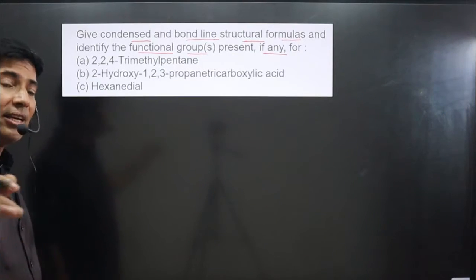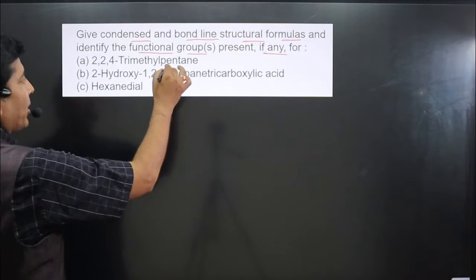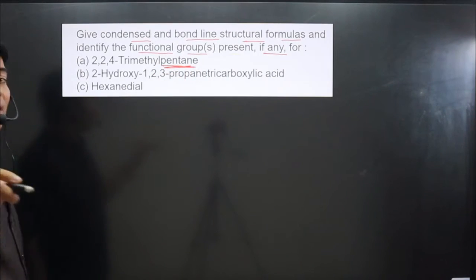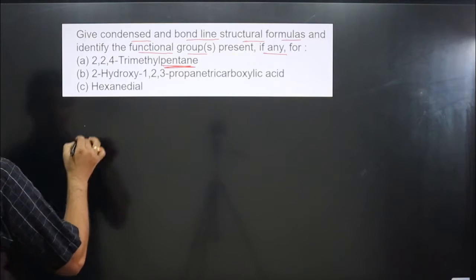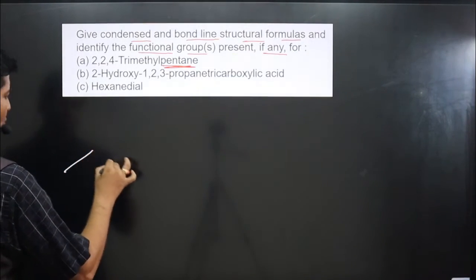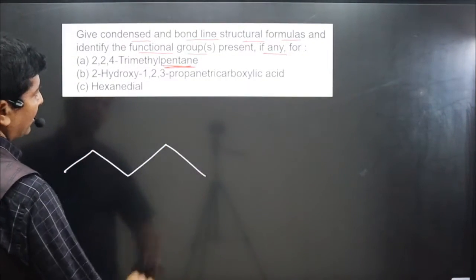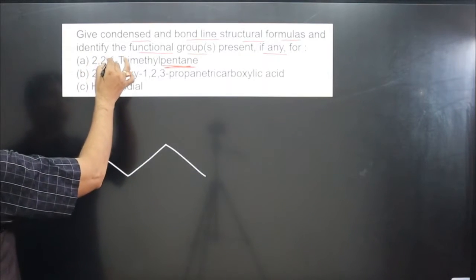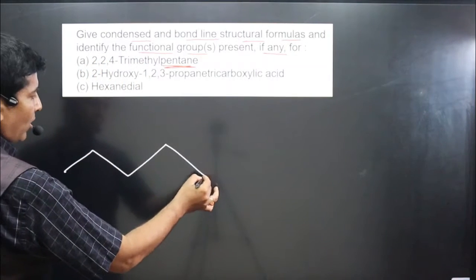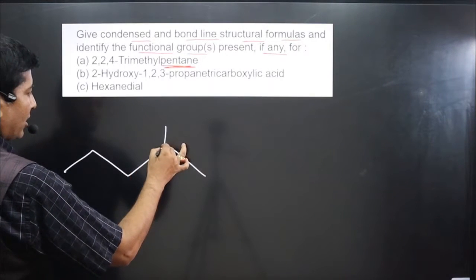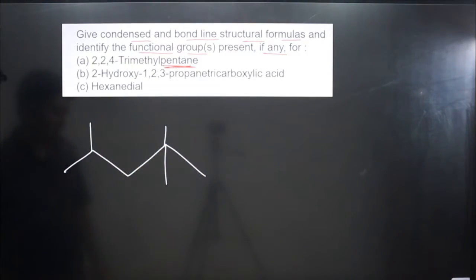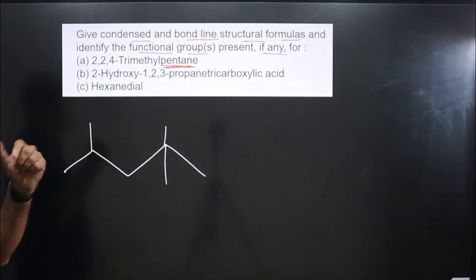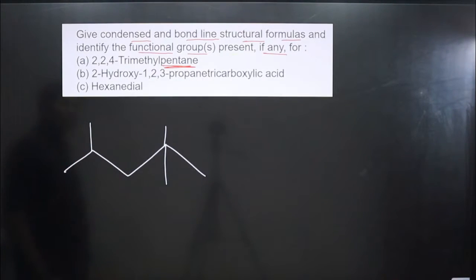First of all, we can write the structure. Pentane is the parent chain. How many carbons? Pentane, 5 carbons are there: 1, 2, 3, 4 and 5. We have 2,2,4-trimethyl: two methyl groups here, another methyl group here, and one methyl group at carbon 4. So we got the bond line structure formula.